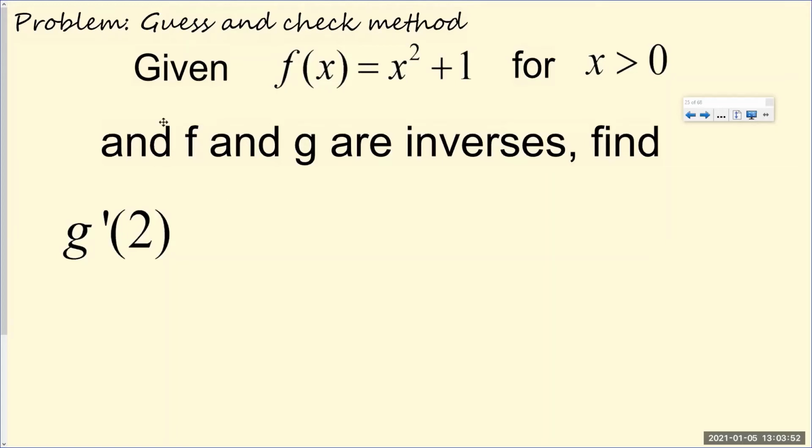You have a problem that looks like this. Do you guys see it? We didn't do it yesterday. Okay, and let's do it today. Now this only works if f and g are inverses. All right, so here it does say f and g are inverses.